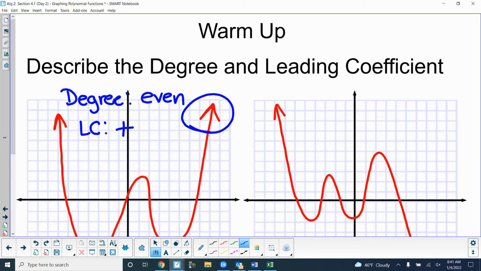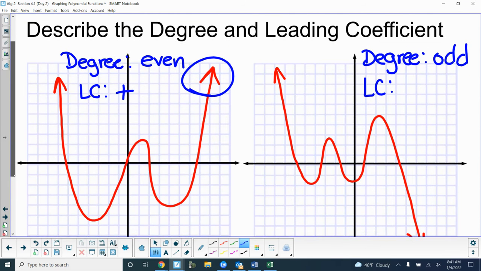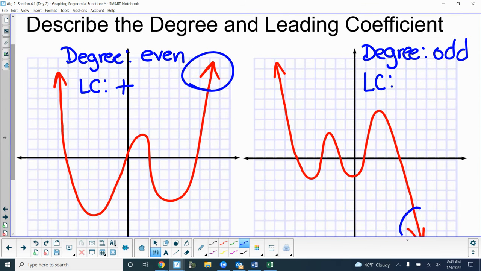Okay. For this one, degree, they're going opposite directions, so what type of number? Odd. And then leading coefficient, since the right side is going down, what type of number? Negative. Right?